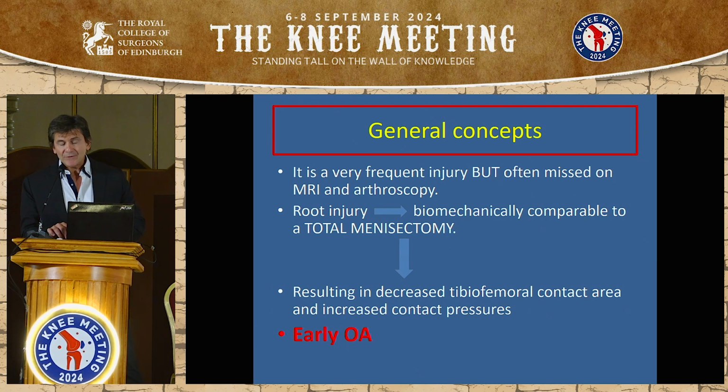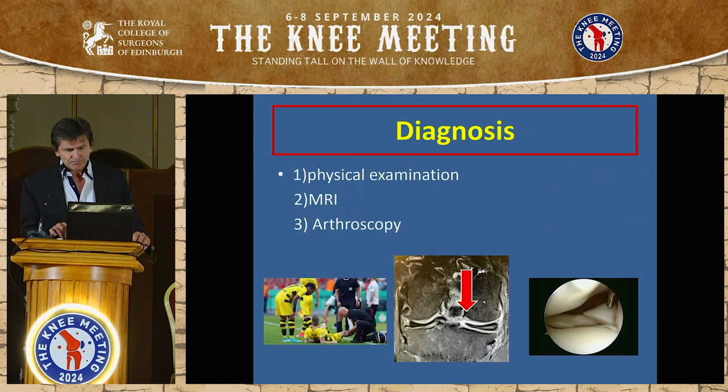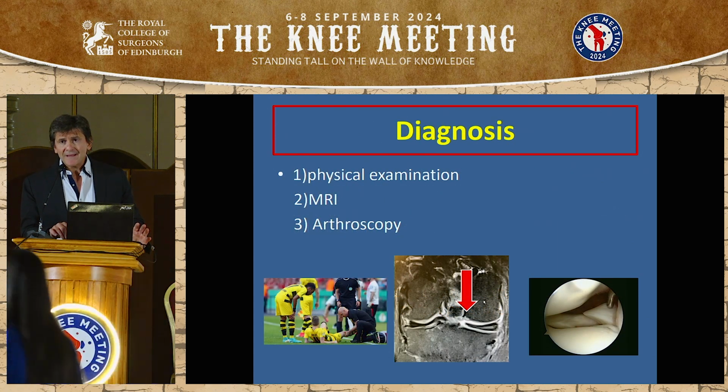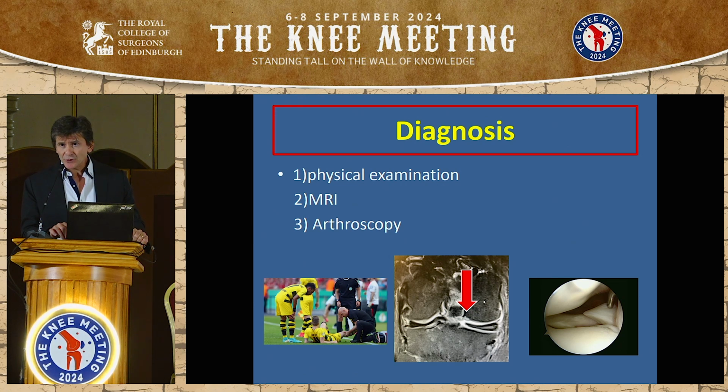Biomechanically, it is compared with a total meniscectomy. If you don't repair the root, the knee will work like a total meniscectomy and it will develop osteoarthritis very early on in time. In order to make the diagnosis, we can suspect something in the physical examination. In the MRI, there are 3 signs we should know, and the definitive diagnosis is made under the arthroscopy.